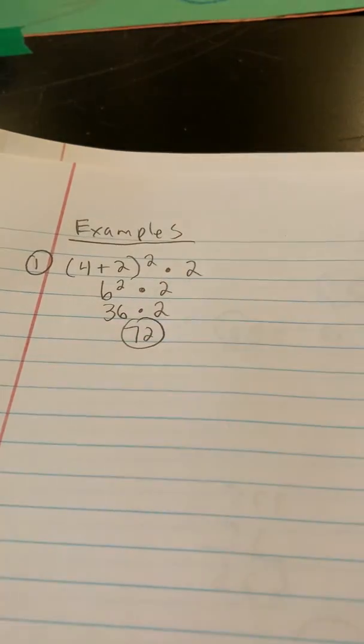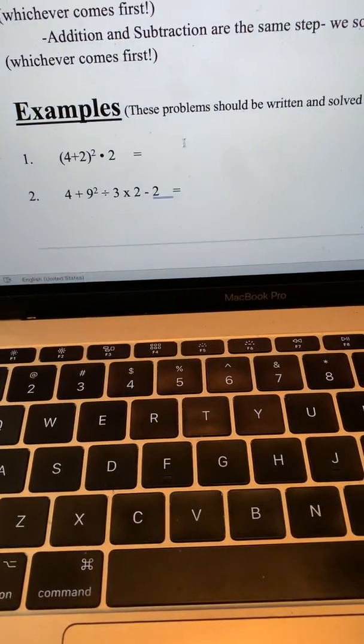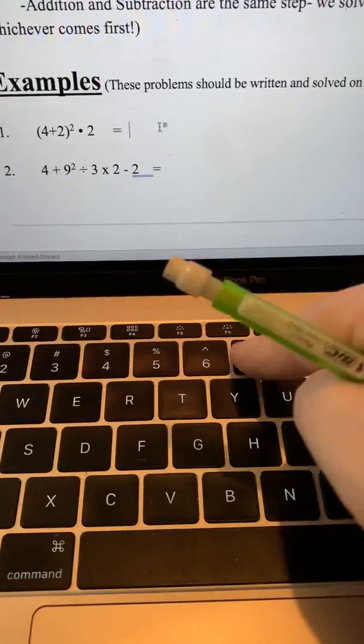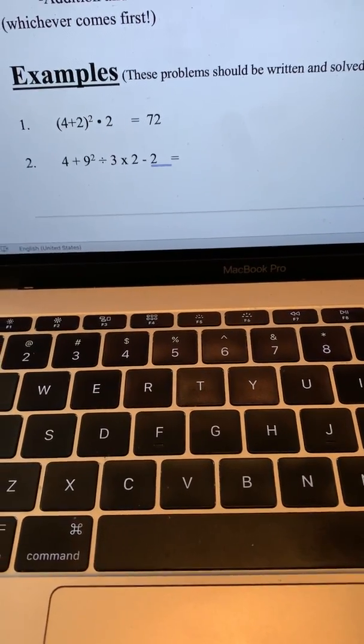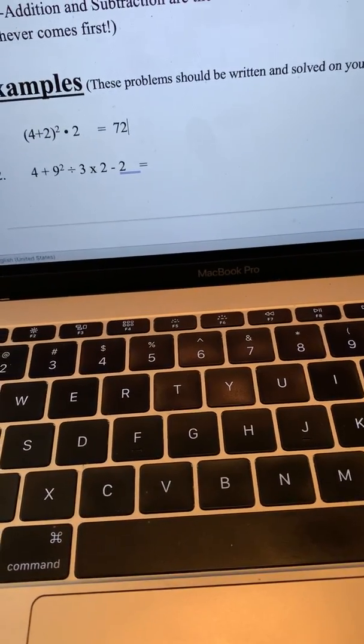Once I have my final answer on my paper, I would go to my computer screen, or my tablet screen, or my phone screen, and type in 72. Okay, let's try the second one together. Question number 2 says, and I'm going to copy it down exactly like it says on the computer. On the computer, it says, let's get this camera set up.